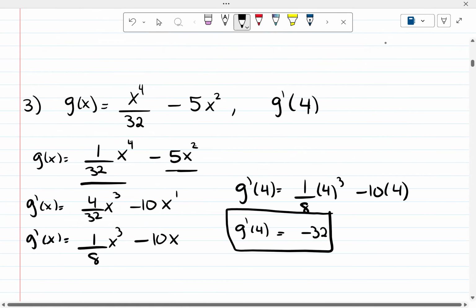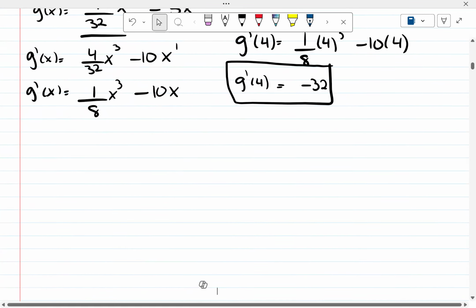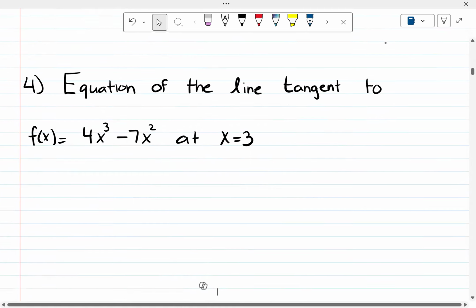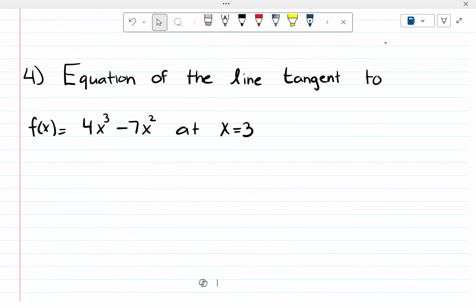Okay, so that was question 3. So move on to question 4. Question 4 says equation of the line tangent to the equation. So they want to know the equation of the line that is tangent to f of x equals 4x cubed minus 7x squared at the x value 3. Whenever they ask you for the equation of the line tangent, you're gonna need the point slope form.